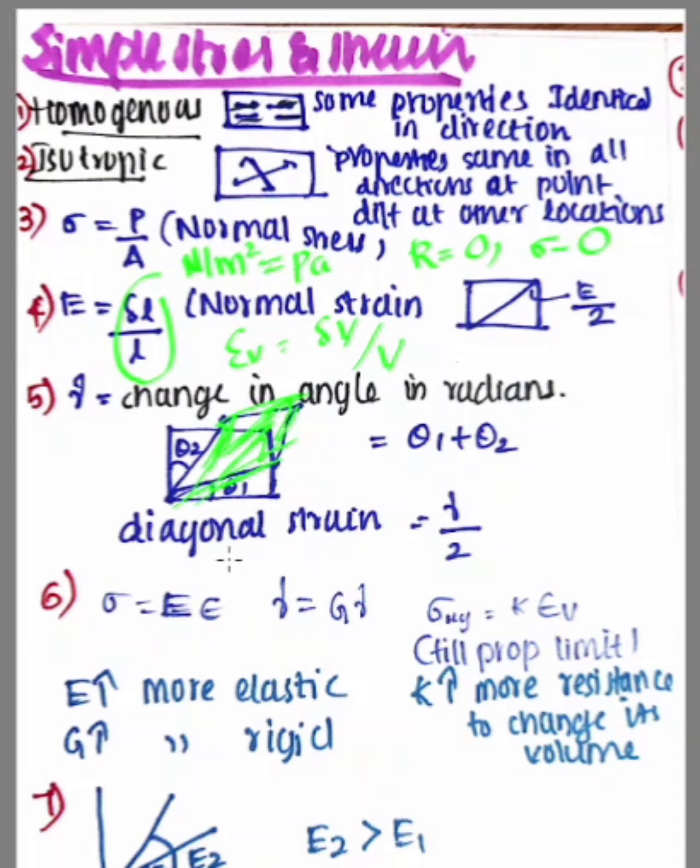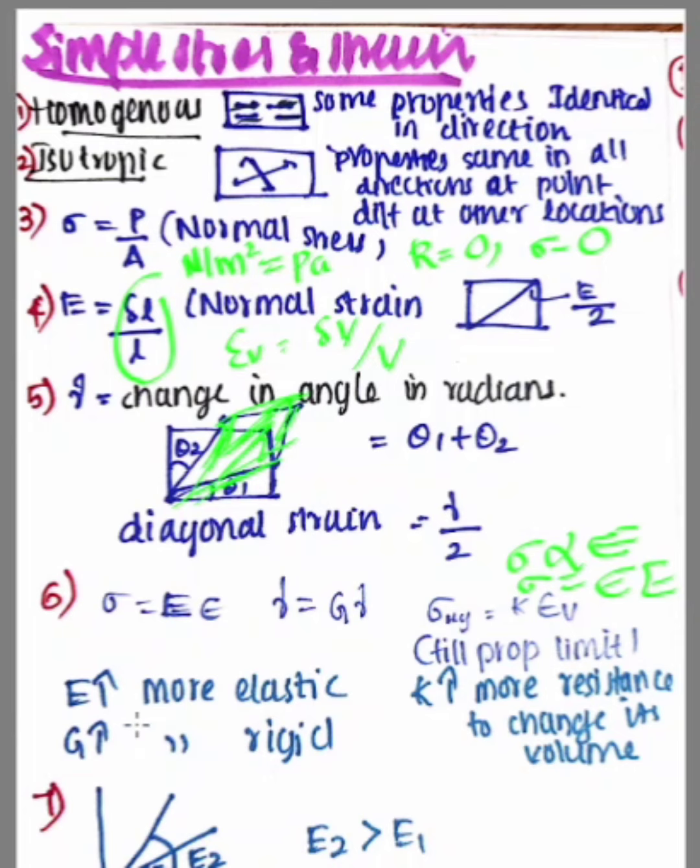Then, according to Hooke's law, stress is directly proportional to strain up to the proportionality limit. So for that we introduce a constant: sigma equals E epsilon. E is nothing but the Young's modulus. Young's modulus of steel is also very important. Just remember that Young's modulus of steel is 200 gigapascal. So don't forget that also.